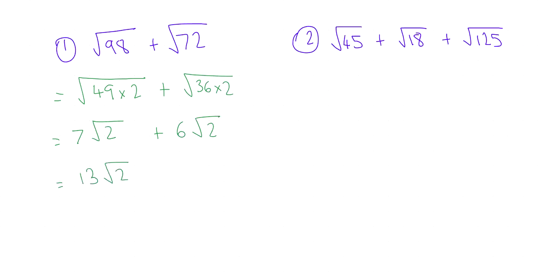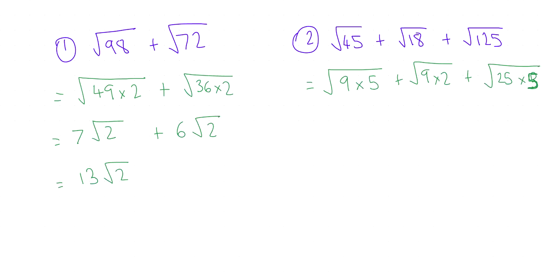All right, let's have a look at this one. What factors of 45 can be square rooted? Hopefully you can see it's 9 times 5. And then what factors of this can be square rooted? This is 9 times 2. And what factors of this can be square rooted? This is 25 times 3. No, it's not. It's 25 times 5. That is extremely silly of me. All right, let's keep going.